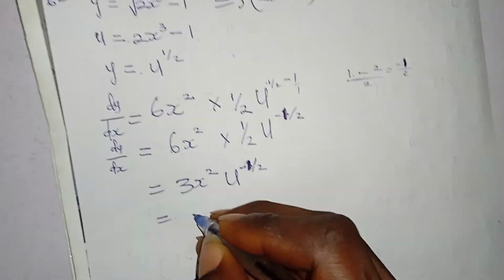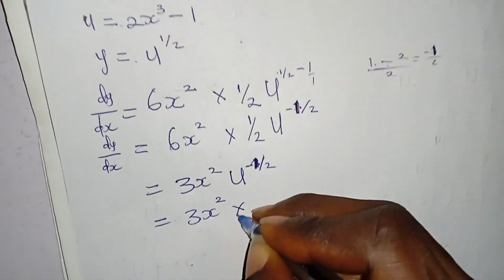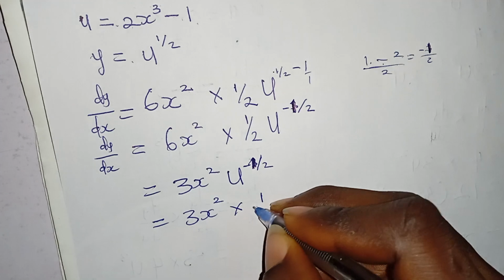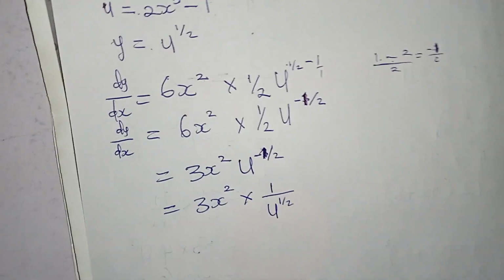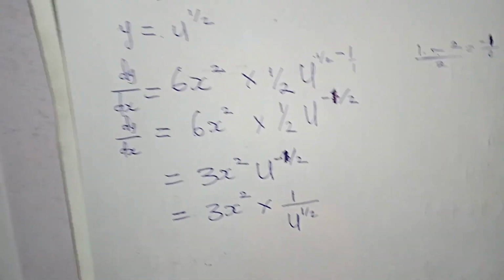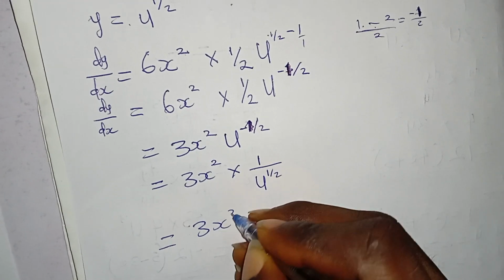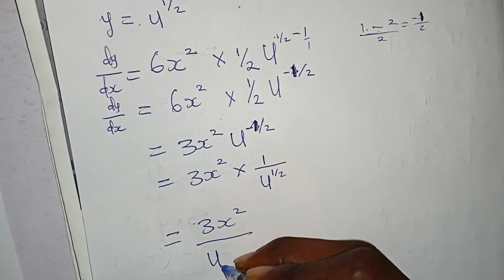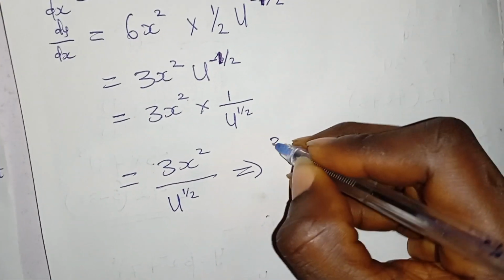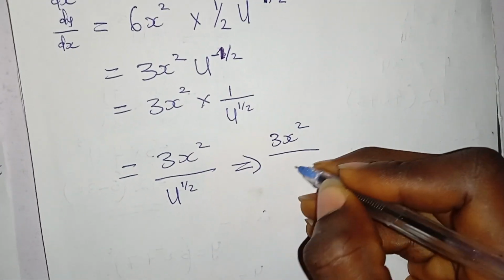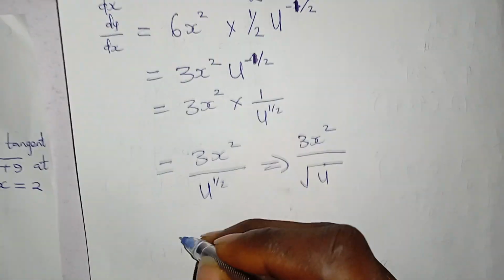So this is the same as, if I have this to be 3x squared, times 1 over u, all raised to power half. If you know, you know. And you know that this is the same as 3x squared all over u to the 1 over 2. And this is the same as 3x squared all over root u. And remember that u is something.